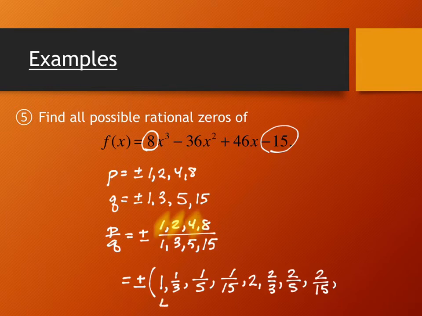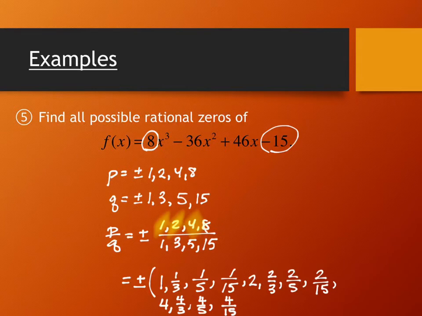4 over 1 is 4. 4 over 3. 4 over 5. And 4 over 15. Now, if you had the ability to reduce any of these, none of these have so far, you would still reduce them too, all right? You would still reduce your fractions.